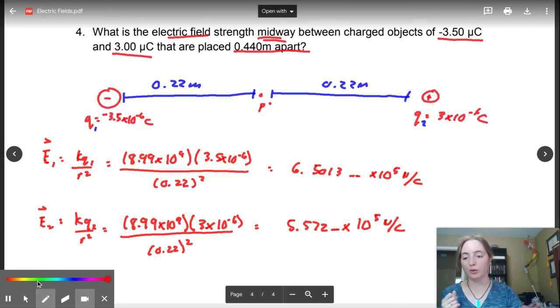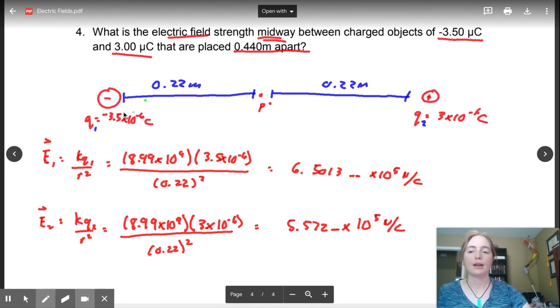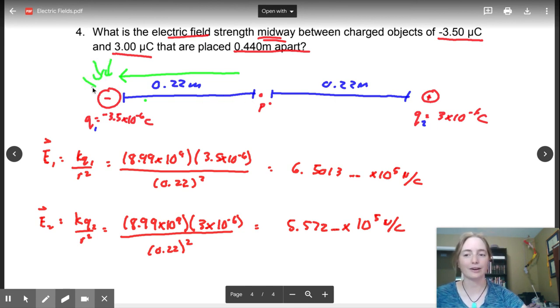I'm going to go green because I can. So let's start with this one here. I've got a negative charge here. What direction do my field lines go on a negative charge? Towards it. So that means my field line is going to be going this way from the perspective of point P. Now, we still have the rest of these field lines here, but they are not relevant to our question. So we are only going to be focusing on point P alone.